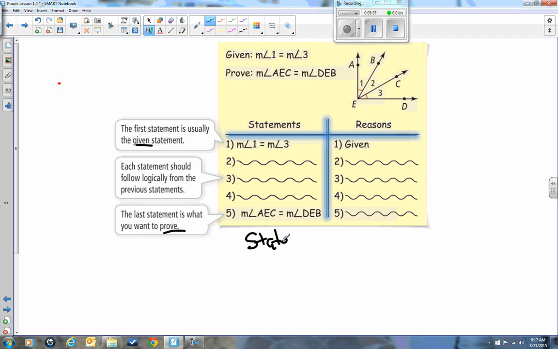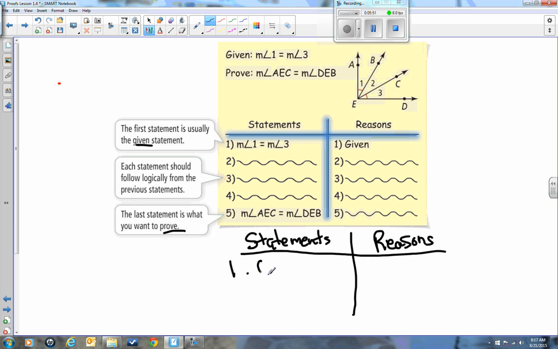Statements, reasons, theorem. Number one is usually your given. Now you're not going to write given, but whatever they gave you gets written here. And then the last step, let's just call it step 5 for this case, is whatever they say you're supposed to prove goes in here.